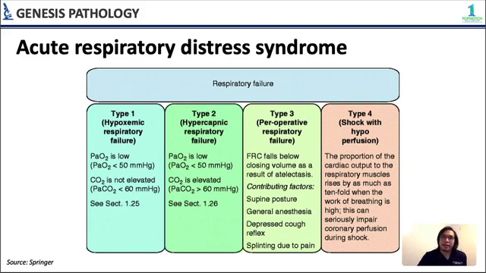Type 1, hypoxic. Okay? Hypoxemic. Type 1, hypoxemic. Wala kang oxygen. Type 2, hypercapnic. Madami kang carbon dioxide. Type 3, associated with operations or peri-operative respiratory failure. Yung mga atelectasis natin. Type 4, associated with shock. Okay? Shock. Bakit? Your diaphragm will be hypoperfused, then hindi tayo makahinga.